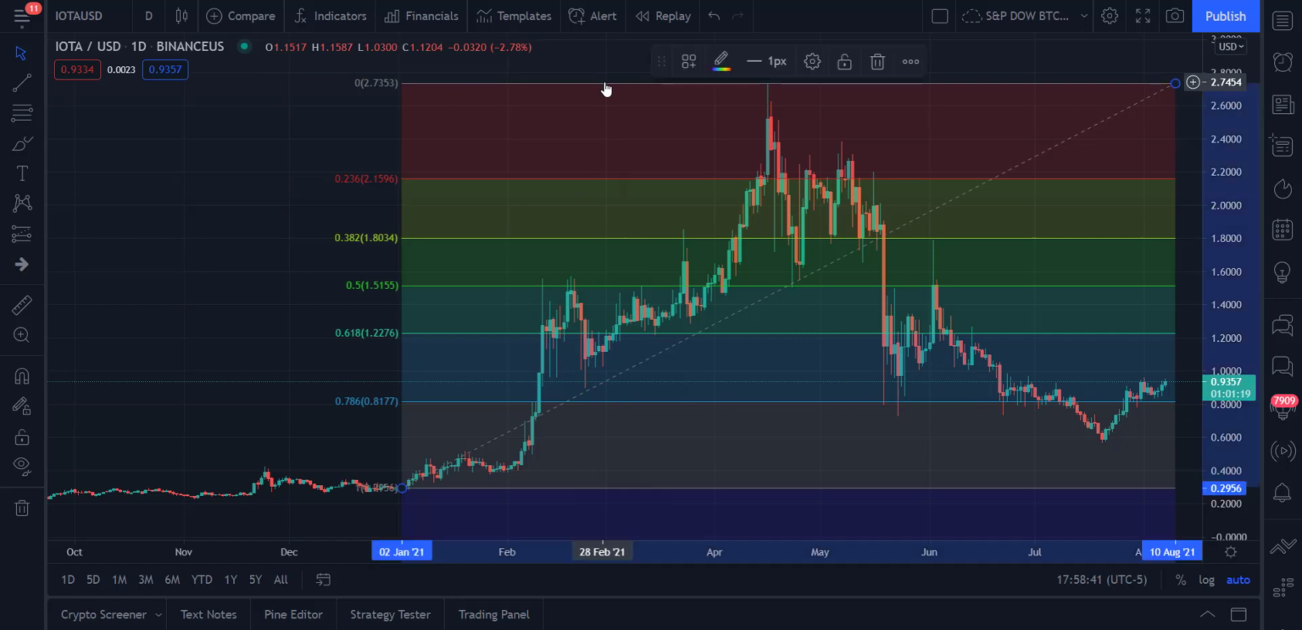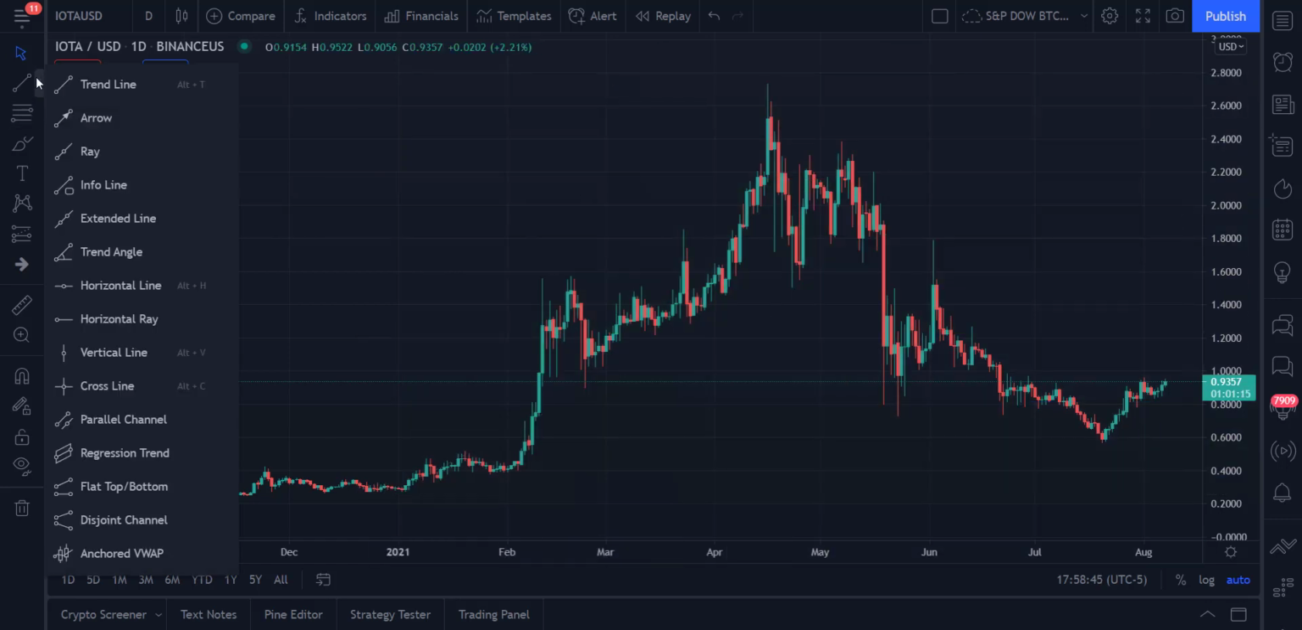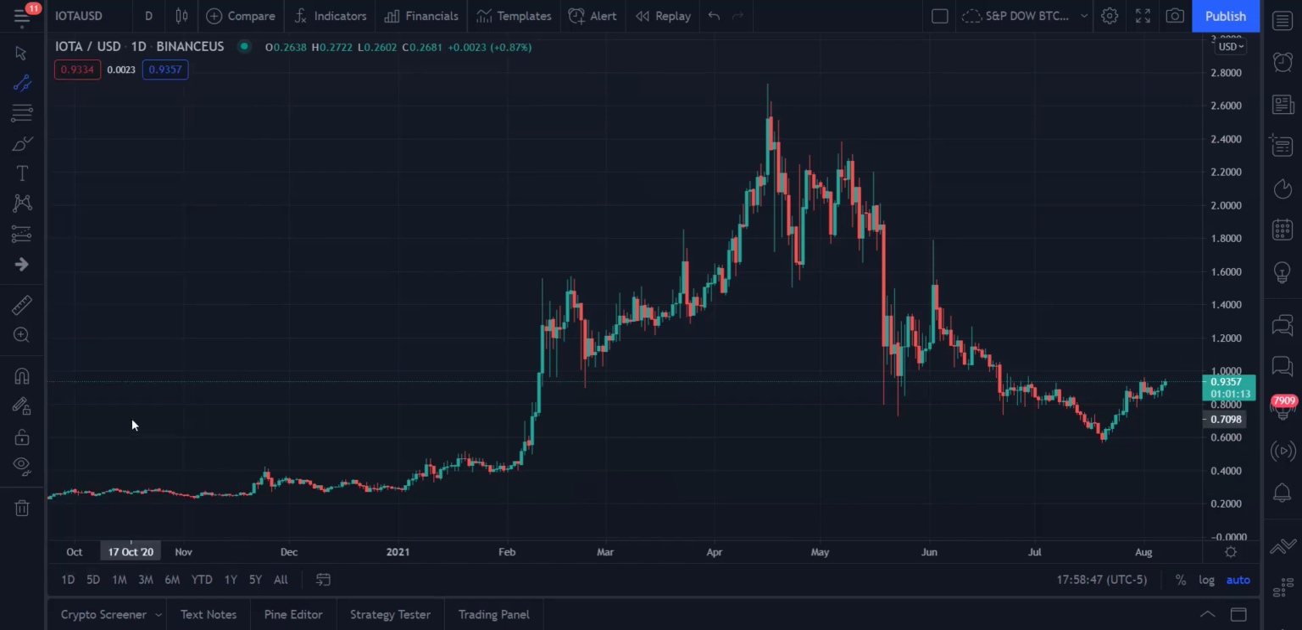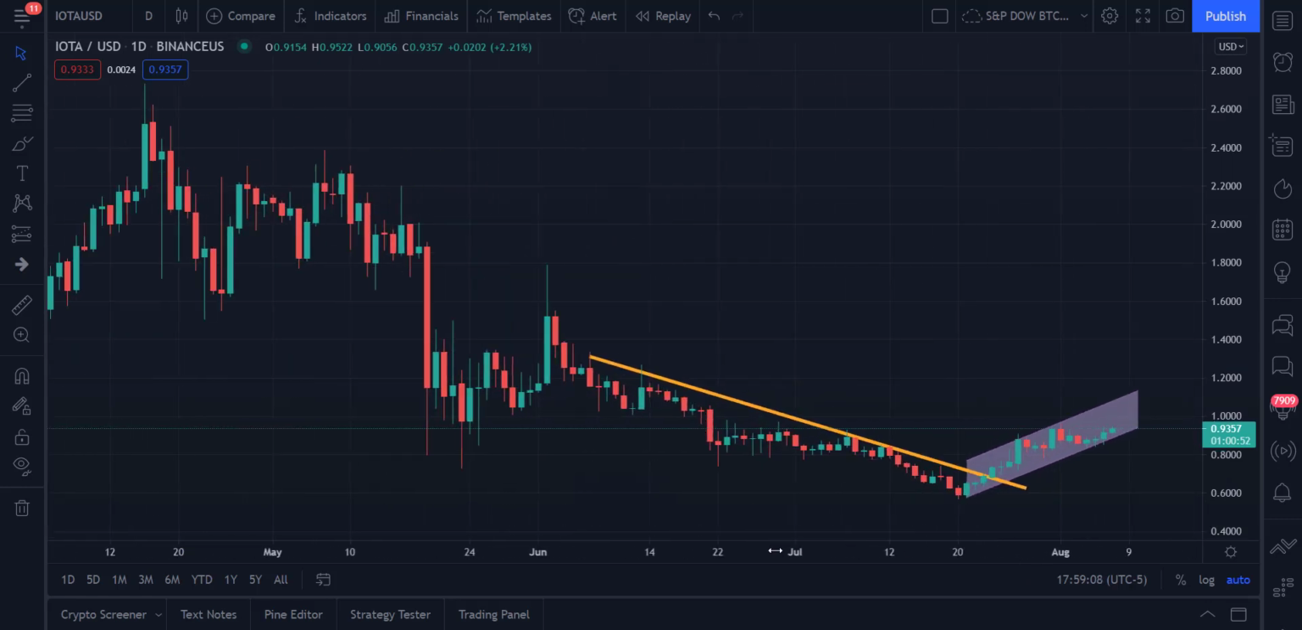Let's get rid of this part here. I'm going to go ahead and get rid of the Fibonacci. I'm going to do a couple things. I always love seeing these parallel channels because it can really give you a key indication as to where things may be going. I also like the fact that this trend line has been broken.